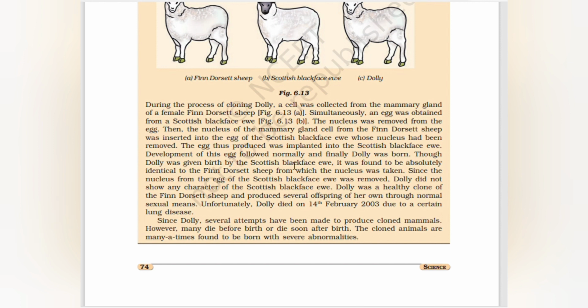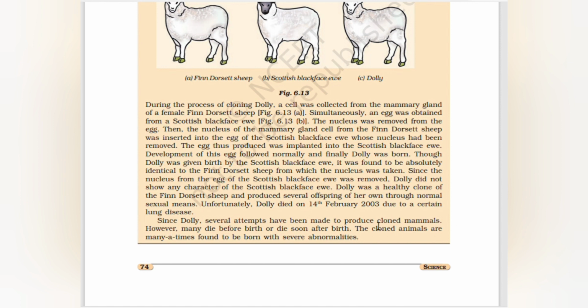Though Dolly was given birth to by a Scottish Blackface ewe, she was found to be absolutely identical to the Finn Dorset sheep from which the nucleus was taken. Since the nucleus from the egg of the Scottish Blackface ewe was removed, Dolly did not show any character of the Scottish Blackface ewe. Dolly was a healthy clone of the Finn Dorset sheep and produced several offspring of her own through normal sexual means. Unfortunately, Dolly died on 14th February 2003 due to a lung disease.